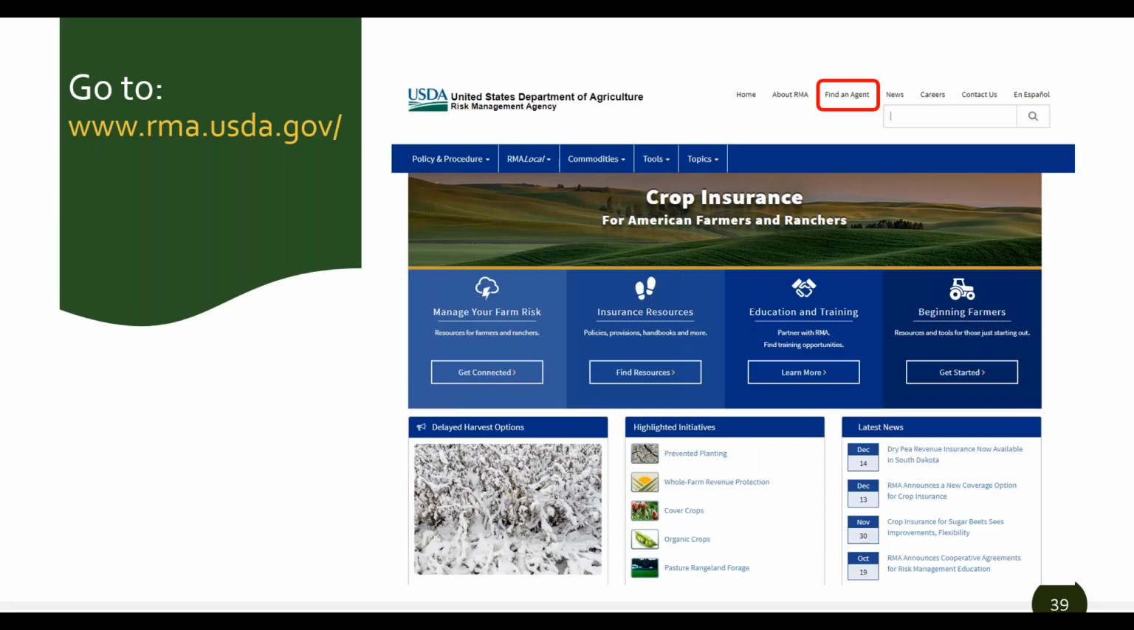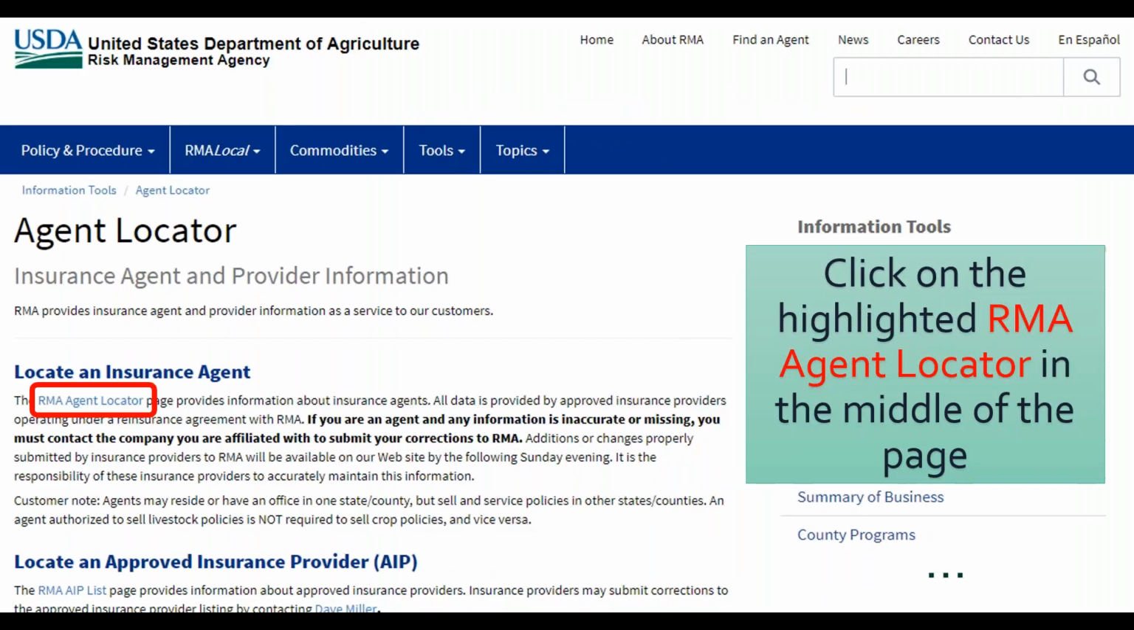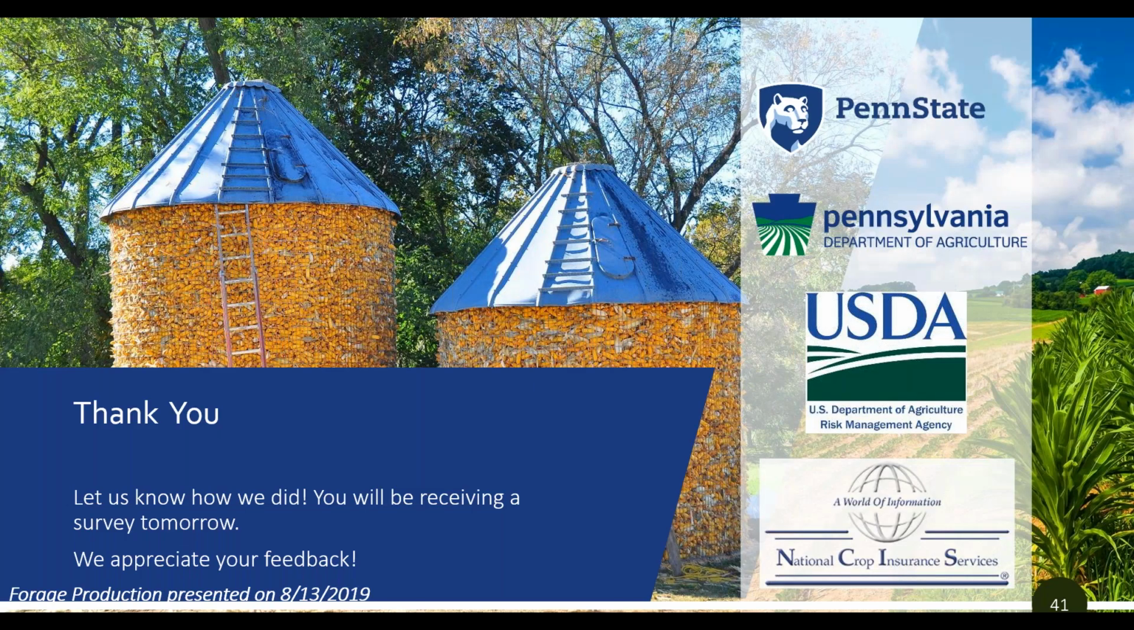I just want a couple of reminders here. The RMA website, this is where you go. The address, rma.usda.gov. That's the opening page. And then to find an agent, put it up there in red where that is. Click on that to find an agent in your area. This is the page that it goes to. And then you want to make sure that you click where the red box is to go to the agent locator page.